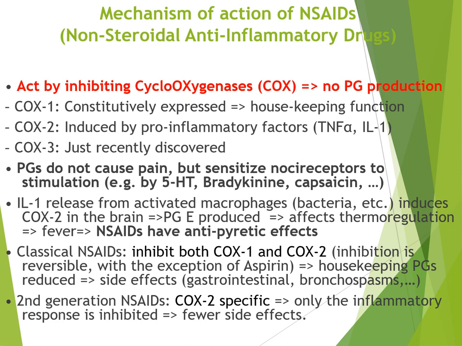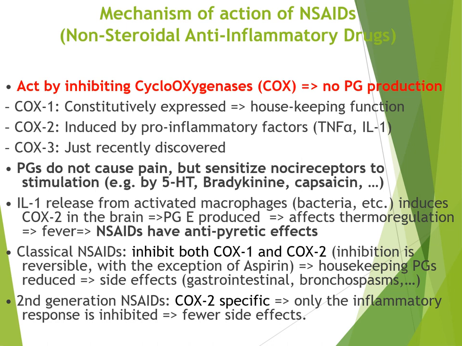These drugs act by inhibiting cyclooxygenase, which means there is no prostaglandin production. There are three types of COX. We discussed COX-1 and COX-2. COX-1 is constitutively expressed, and its main role is housekeeping function. COX-2 is induced by pro-inflammatory factors, so it plays a role in inflammation. COX-3 was just recently discovered. Prostaglandins do not cause pain, but sensitize nociceptive receptors to stimulation by 5-HT, bradykinin, and capsaicin.